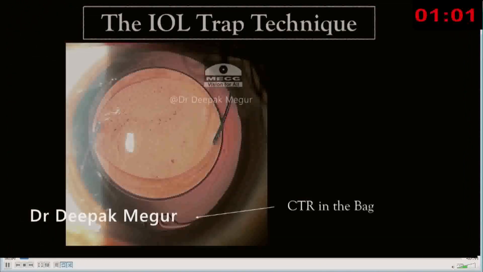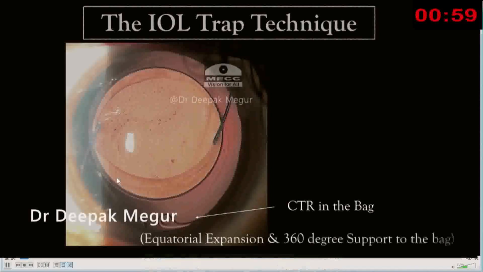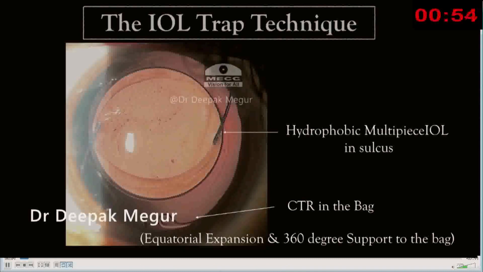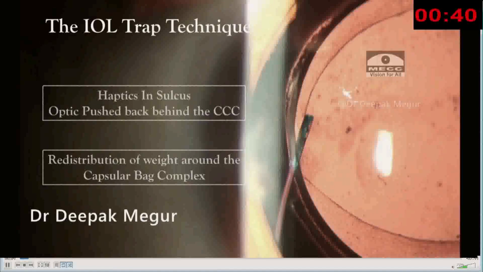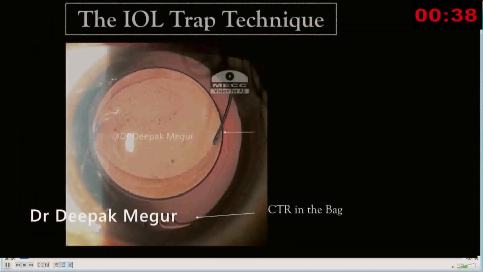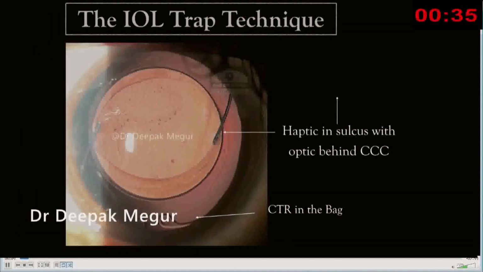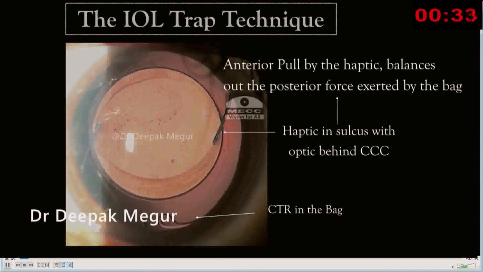We have placed a CTR in the bag which provides equatorial stretch and 360 degrees support to the capsular bag. The haptics of this hydrophobic multi-piece lens are placed in the ciliary sulcus, but the optic is pushed back into the bag behind the rhexis. So basically, the optic and the haptic are in two slightly different planes. This potentially redistributes the weight as well as the forces acting around the bag. The anterior pull of the haptics can compensate for the posterior pull by the bag.